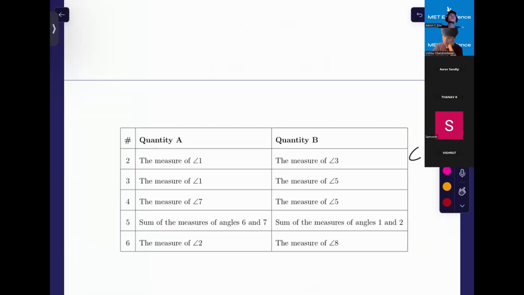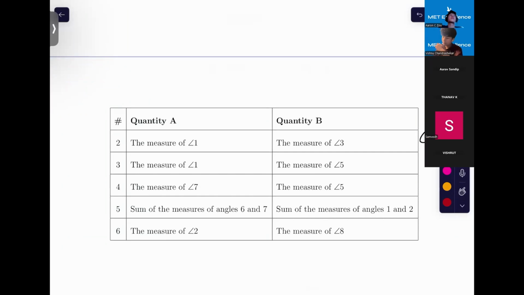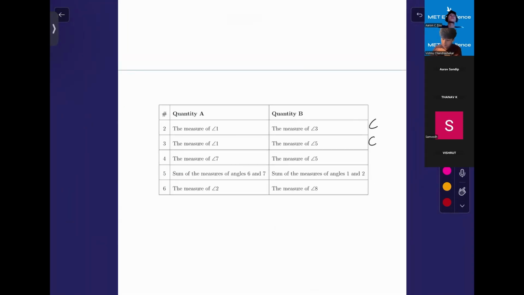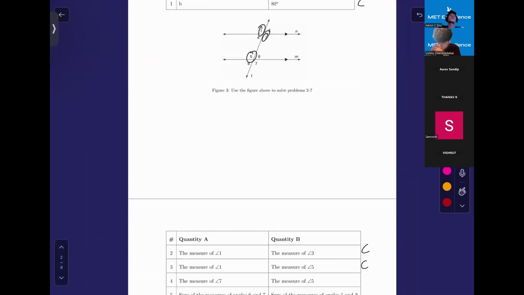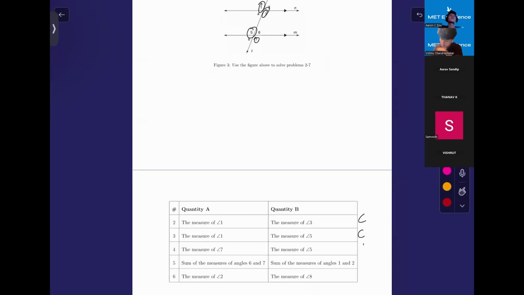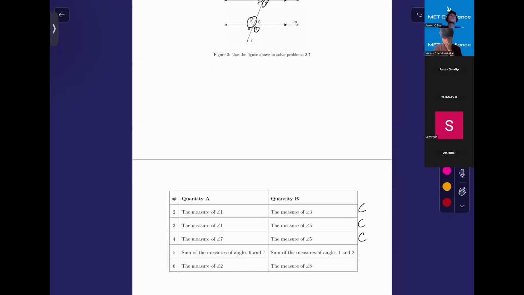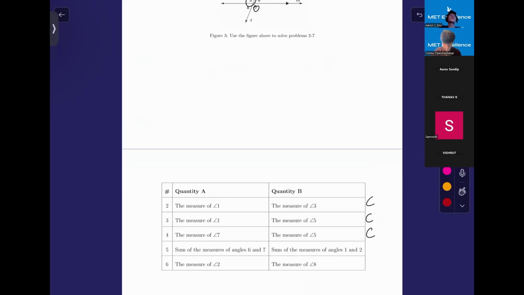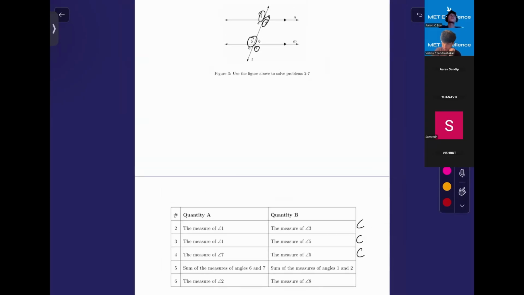I'm pretty sure it's parallel. I forgot the term for it, but these would be equal. The measure of angle 7 and the measure of angle 5 is again a vertical angle, so it would be equal. And the sum of the angles of 6 and 7, and then 1 and 2.